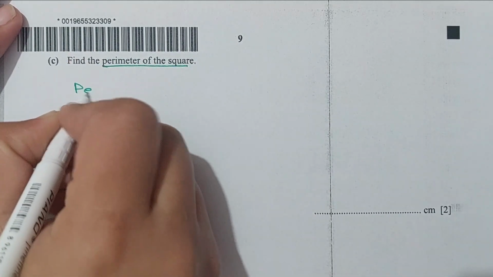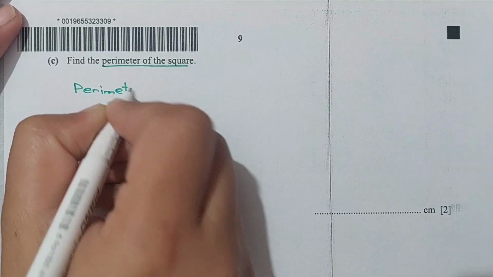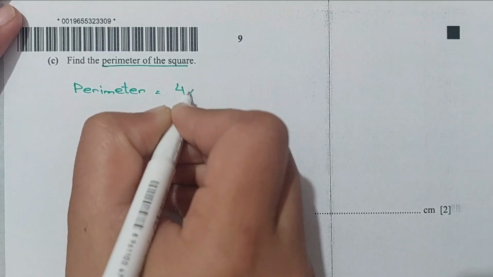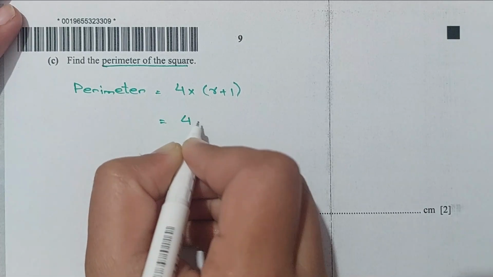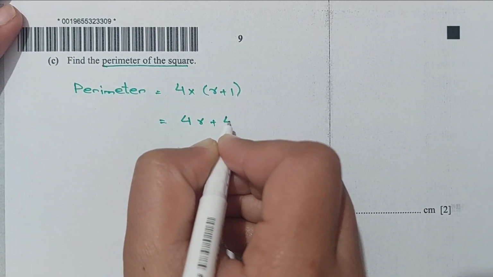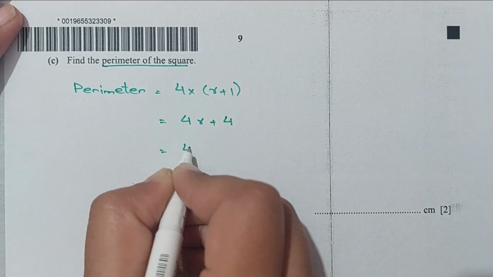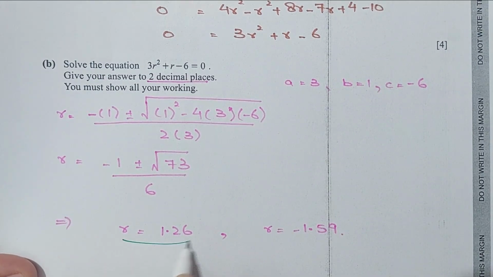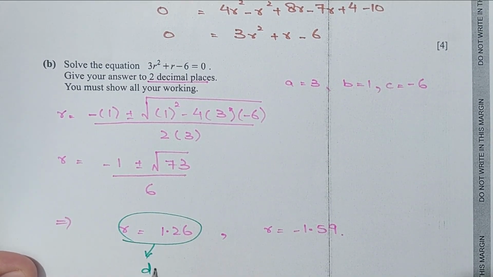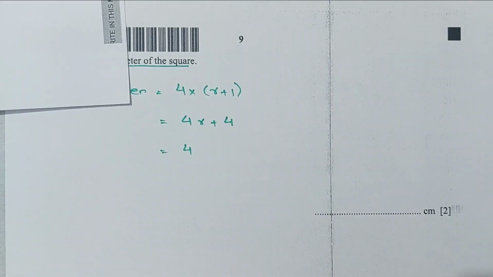The perimeter of the square is 4 times the side. The side is r plus 1, so this is 4r plus 4. What is the r value we are going to use? We can take the positive r value, because this r represents the dimension, the length and the width, and it can never be negative. It must be positive.